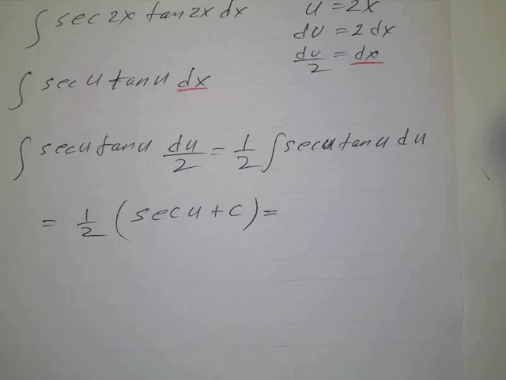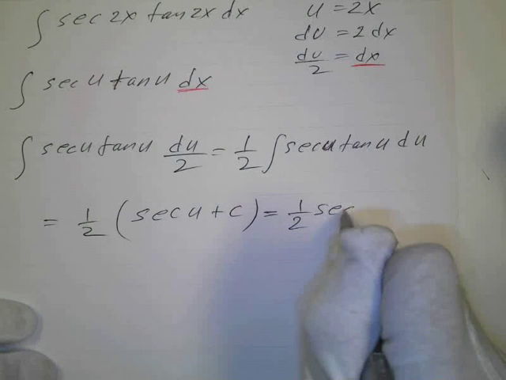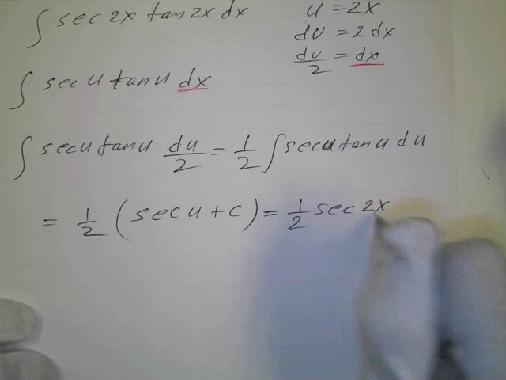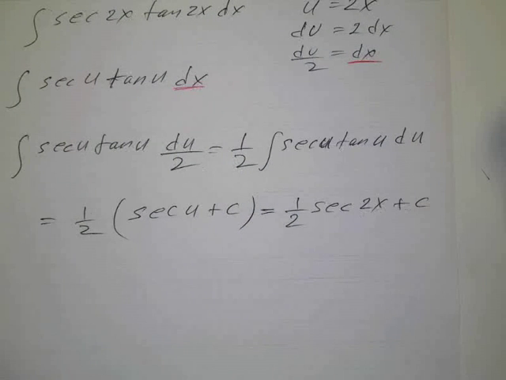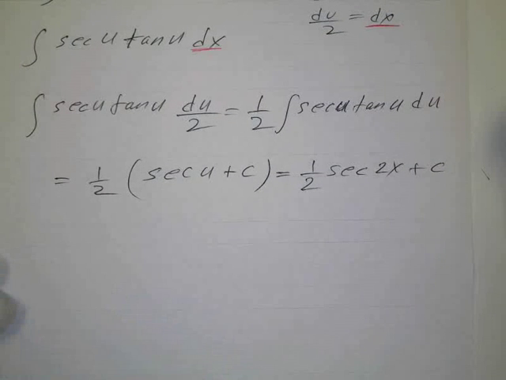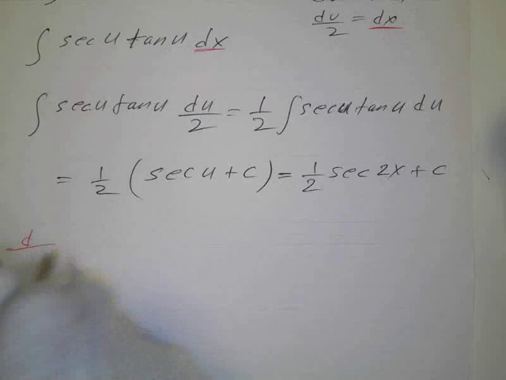Okay, and then what I can do after that, and again you see that right over there on page 332, you look at that formula, and then we can put the 1/2 secant, but instead of u, what will I write? U is equal to 2x plus c. And there's your final answer. Then they want you to check it. So this is the check, so that's like the fun part.